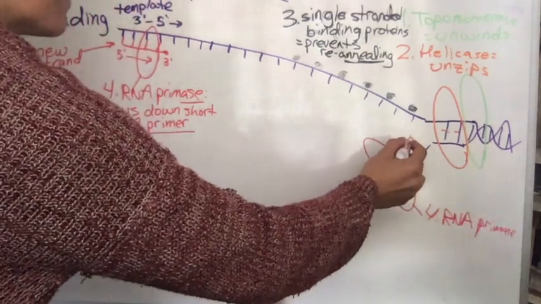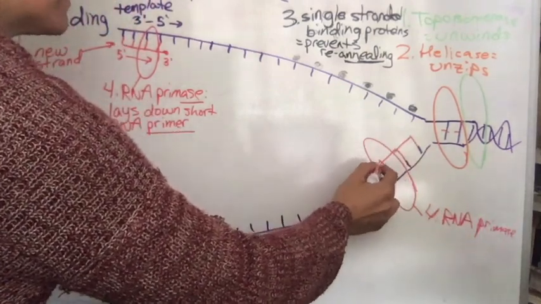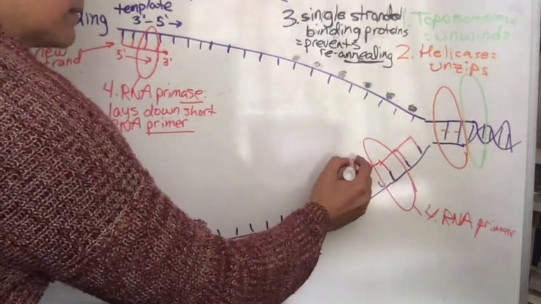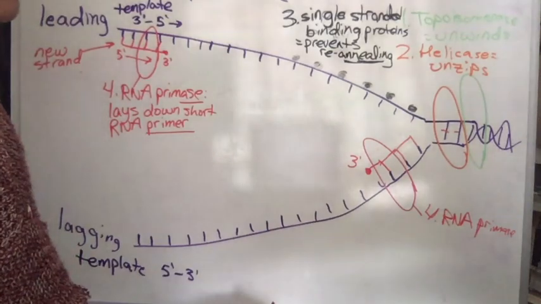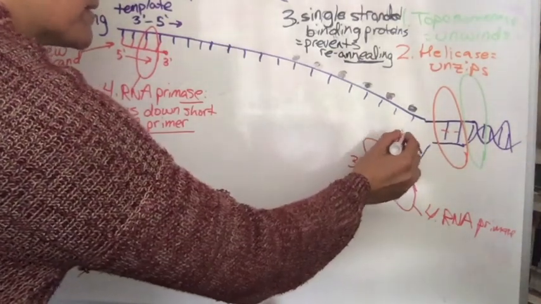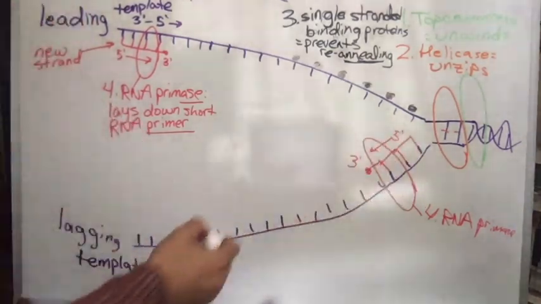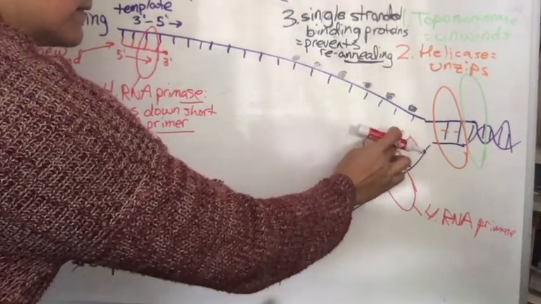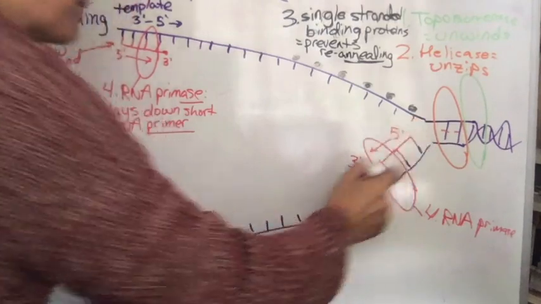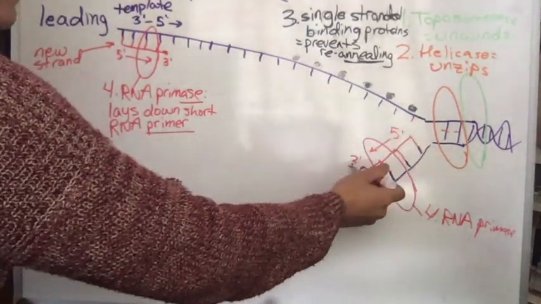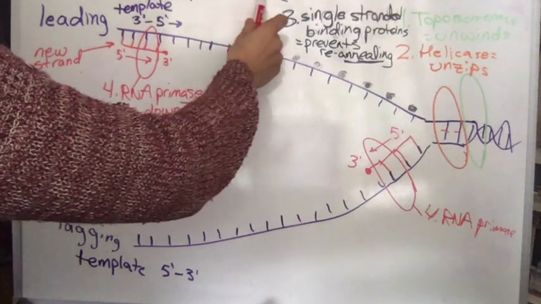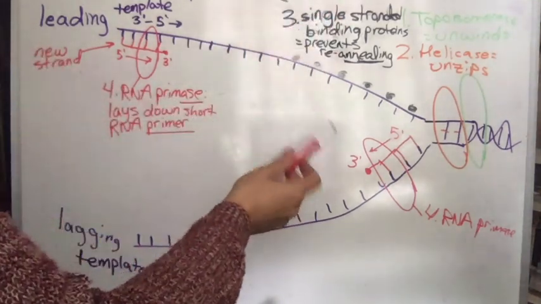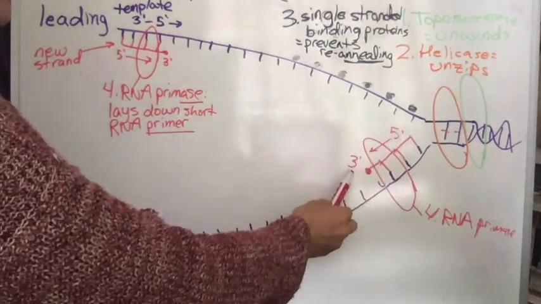It lays down that RNA primer, so here is that short RNA primer that's laid down. Again, for the availability of that 3' carbon here, 5' is over here, and this is the direction of replication. That should say 5'. Okay, so this is the direction of replication here. Because of this rule, DNA replication always occurs from the 5' to 3', or at least the new strand is built from 5' to 3'. So here's 5' and 3'.